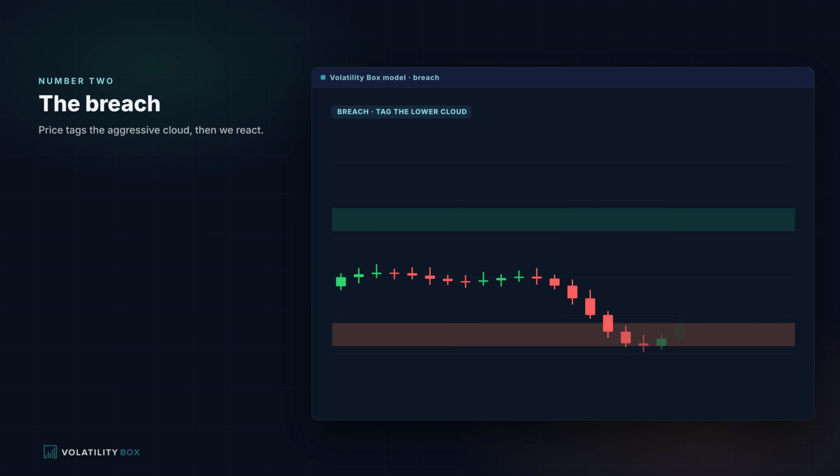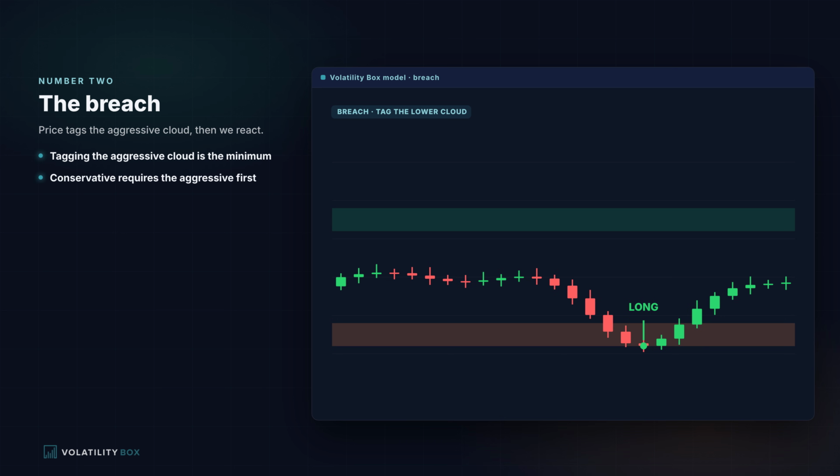Now that takes us to number two, which is the volatility box breach. This is the one you're really waiting for, and there's, I think, two ways to use the breach information. But first, let's talk about what a breach is. A breach is when price is hitting at least our volatility box clouds on the aggressive models. That's what I would consider the bare minimum breach. Now we can of course breach the aggressive or the conservative clouds, but by default, in order to breach the conservative clouds, we must have also breached the aggressive clouds.